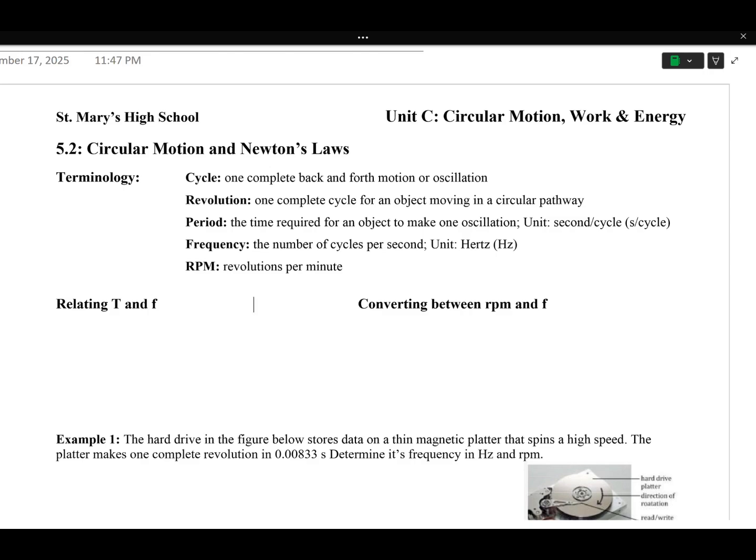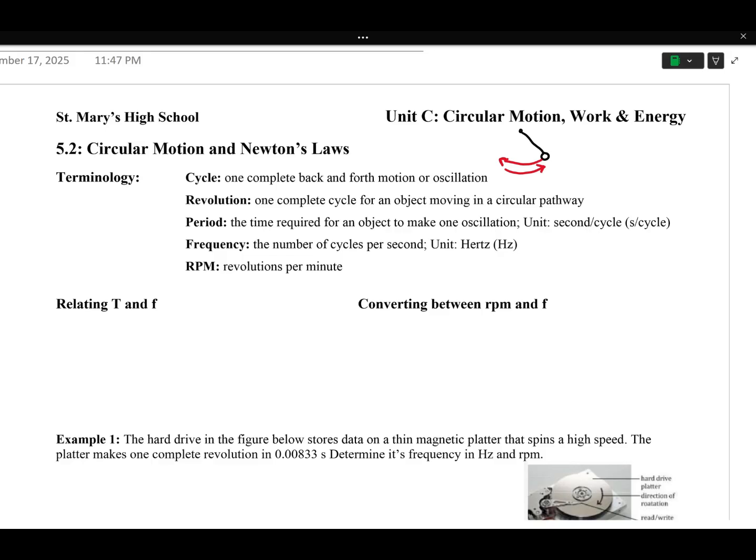Okay, so some terminology. We have a cycle now. That's one complete back and forth or oscillation. So if you think of a pendulum hanging on this string, one cycle would be there and then back. Anytime I get back to my original starting point, that would be considered one oscillation or one cycle. A revolution is one complete cycle for an object moving in a circular pathway. So just think about a revolution. You turn around once. If the hands of the clock go around the clock once, that's one revolution around the clock.